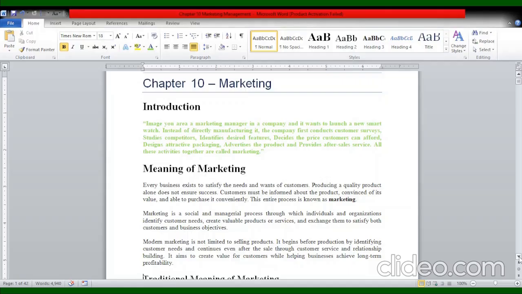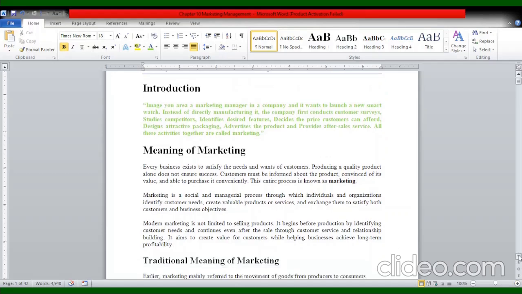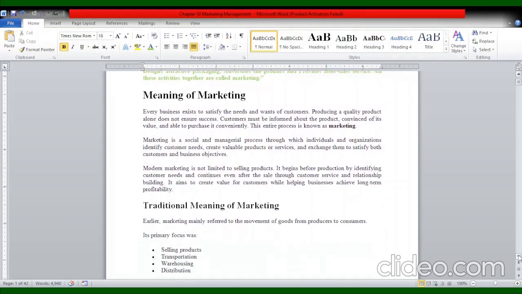In a traditional view of marketing, we were just busy selling the product. We were not surveying the market. We were not studying the competitors. We were not knowing more and more features about the product. We were not very much concerned about the price the customer can pay. So the traditional view is quite confined or small, and is not equal to modern marketing situations.